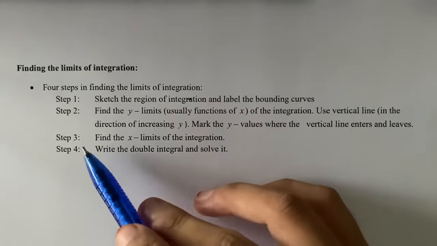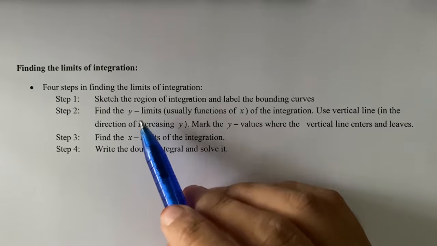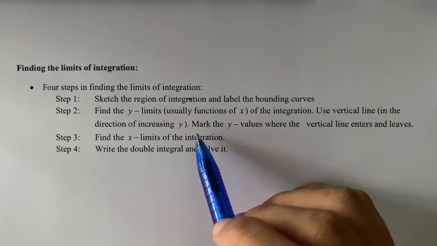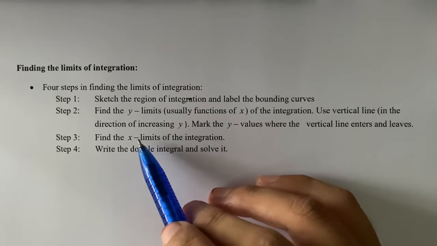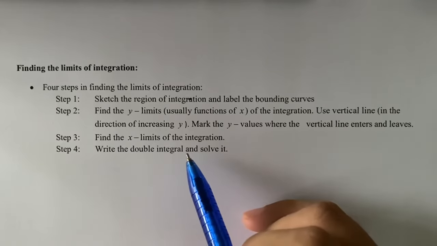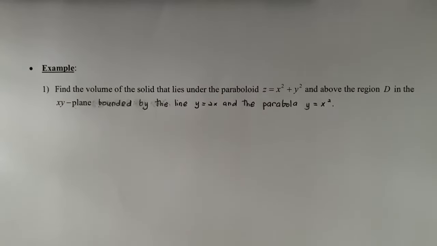The third step, once we have our y limit, we need to find the x limit. X limit is a fixed number. So you need to solve simultaneous equations to find the value of x. And then the fourth step is to write the double integrals and solve the problem. To further understand how to sketch and how to find the limits, using the 4 steps I explained before, we have this example.